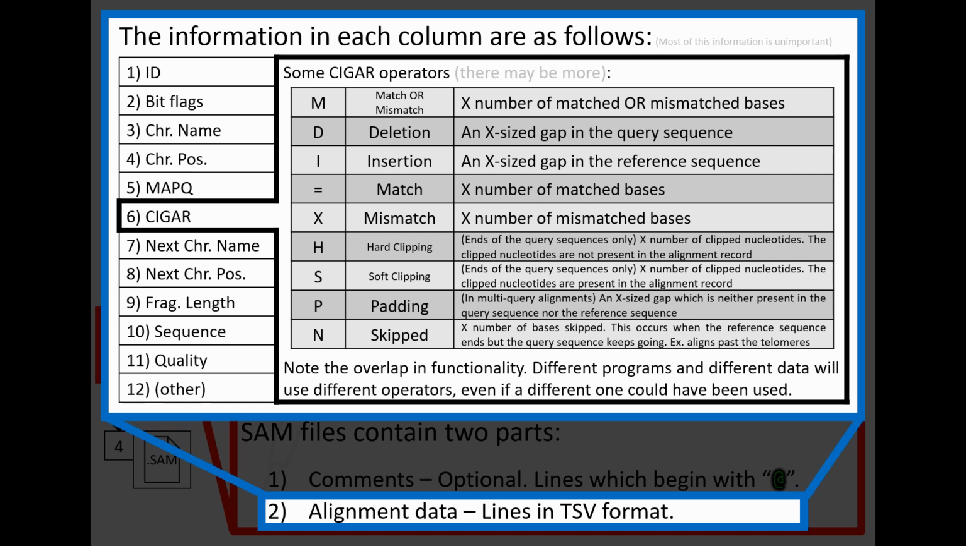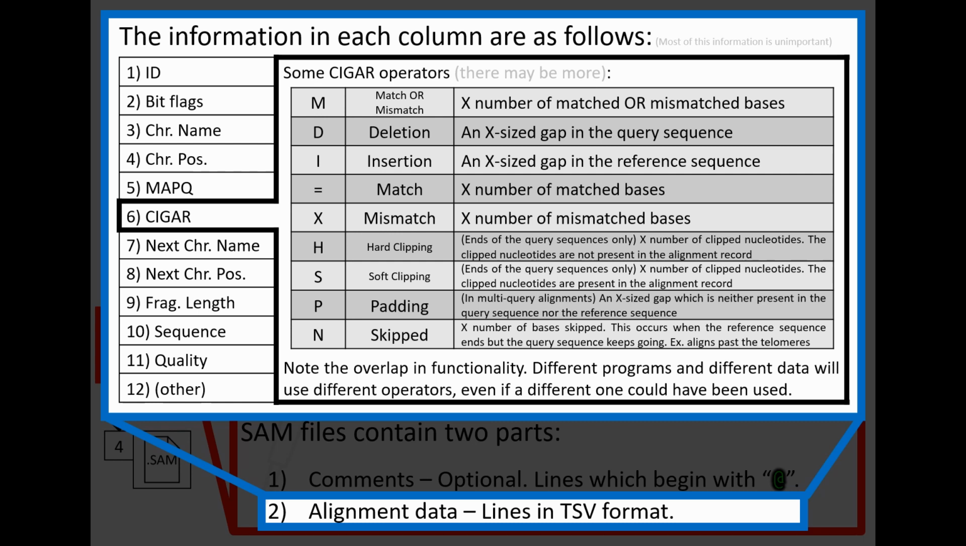A D denotes a deletion, or gap in the query sequence. An I denotes insertion, or a gap in the reference sequence. An equal sign denotes matching bases, while an X denotes mismatching bases. H stands for hard clipping, while S stands for soft clipping. They function like deletions, but at the ends of the query sequence.